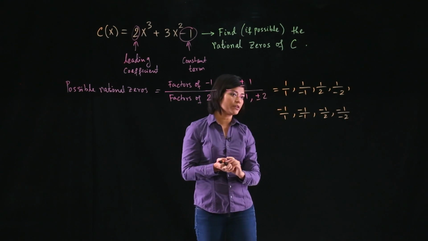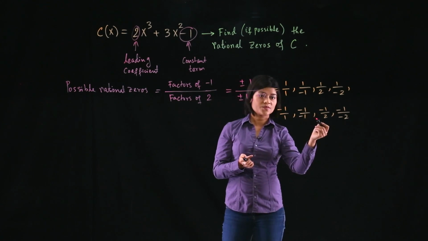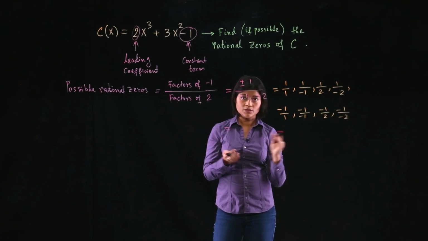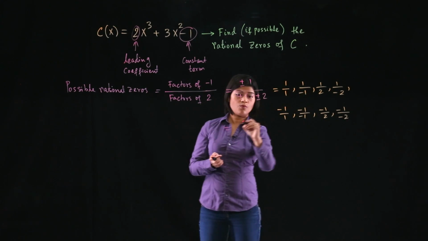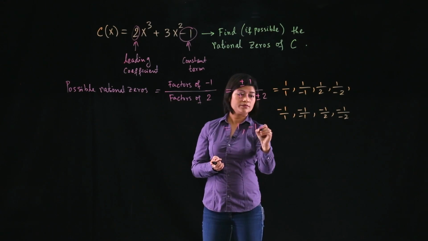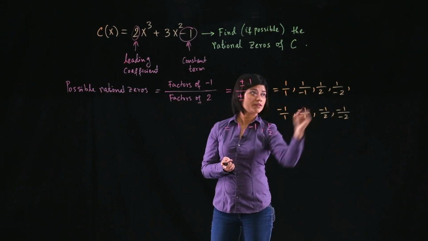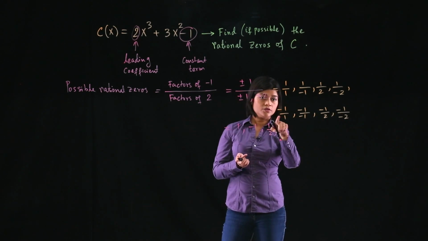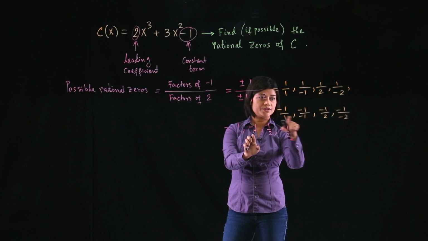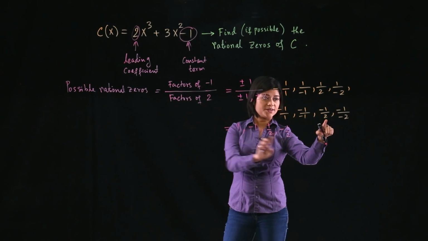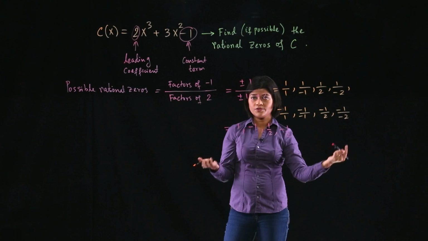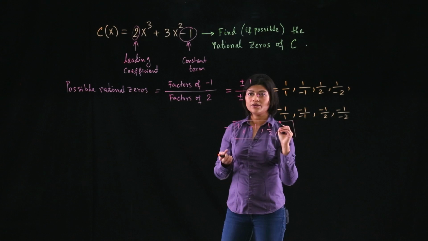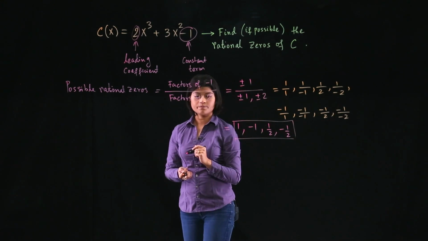But if you notice carefully, some of them are repeated. So let's write down the distinct possible zeros: 1, negative 1, 1 half, negative 1 half. Then in the last 4, this one is negative 1, which we already have written, this is positive 1, negative 1 half, and positive 1 half. So we don't have to write them again. These are the possible rational zeros of the function.